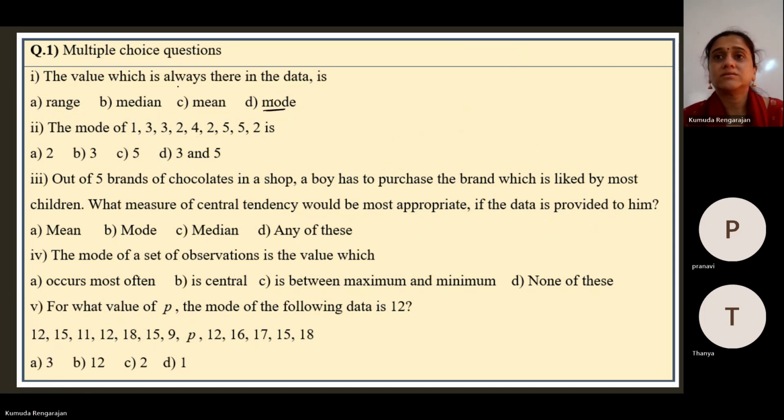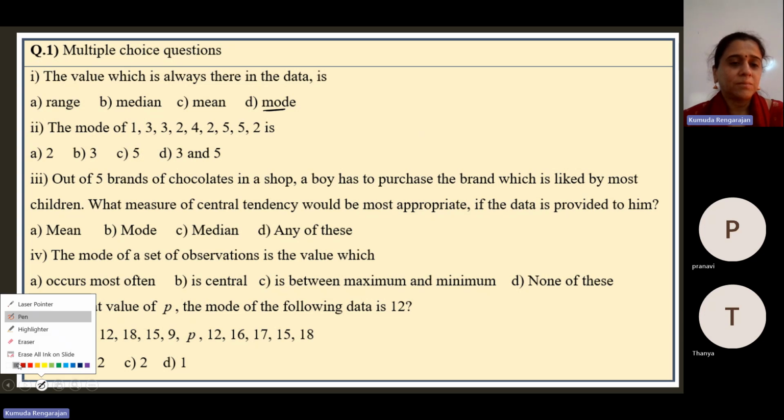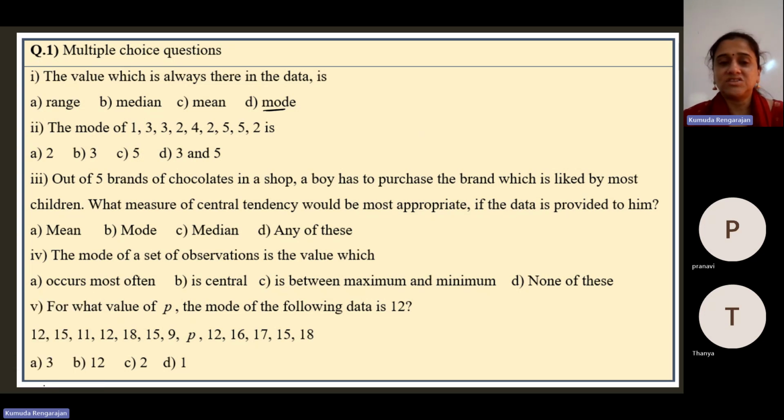Got it? Next one, what's the mode of this data? 2. Why? Because 2 happens 3 times, and that is the most number of times. So the answer for this one is 2. Here it's mode.